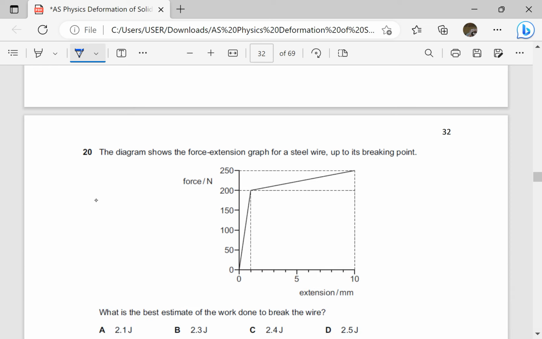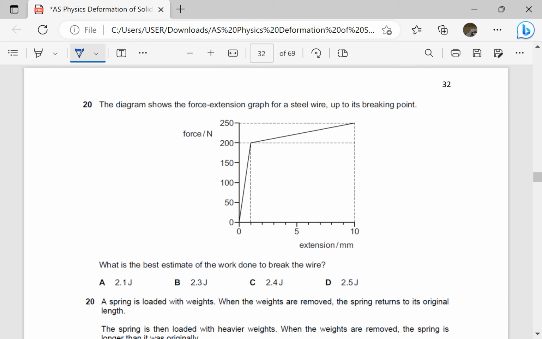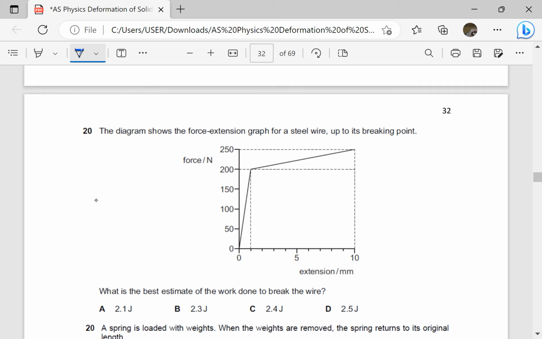The diagram shows the force extension graph for a steel wire up to its breaking point. What is the best estimate of the work done to break the wire? The work done is going to be the area under this graph. I don't think it is a trapezium. Okay, so I'm going to find the area under this graph. The work done is going to be, I'll first find the area of the rectangle here.